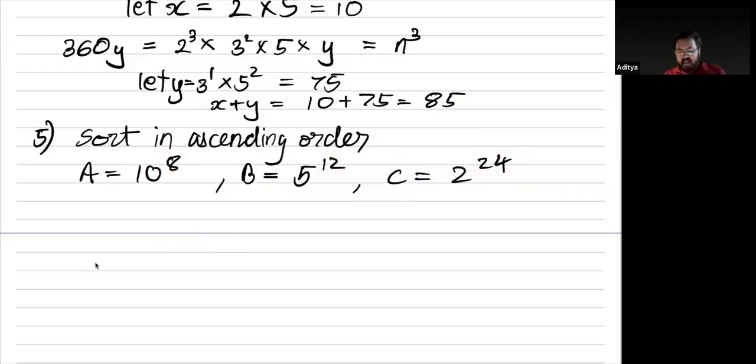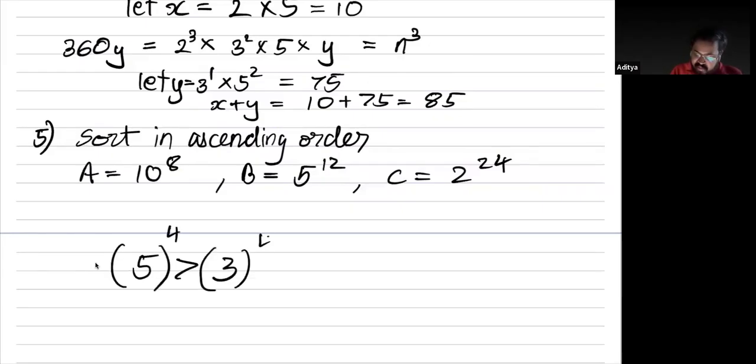Now, if these numbers have a certain order, their fourth roots will have the same order. So if we have 5 greater than 3, can I raise these to the power 4 and say that 5 to the power 4 will also be greater than 3 to the power 4? We can, correct? So 5 to the power 4 is 625, and 3 to the power 4 is 81. If we remove the power of 4, still 5 will be greater than 3, correct? Same idea you can apply.